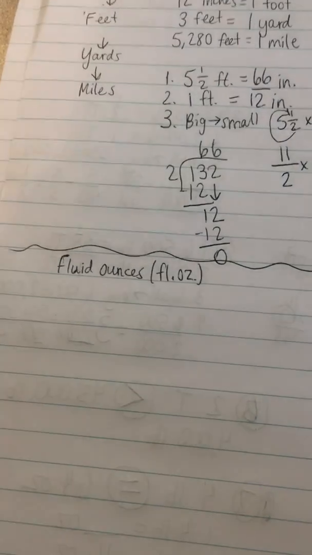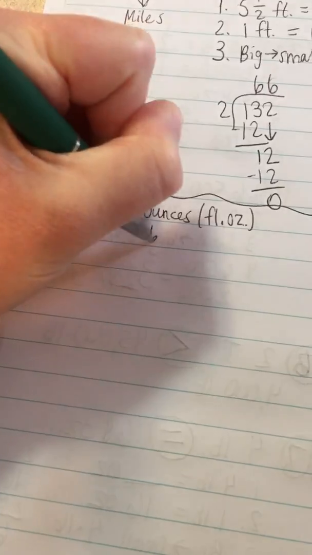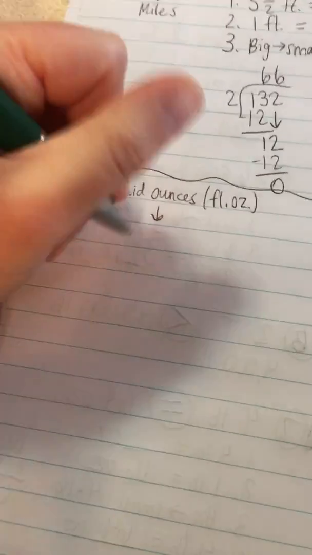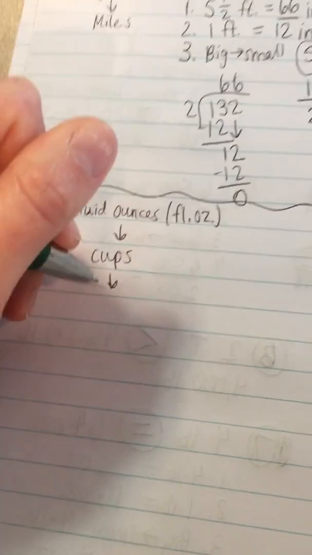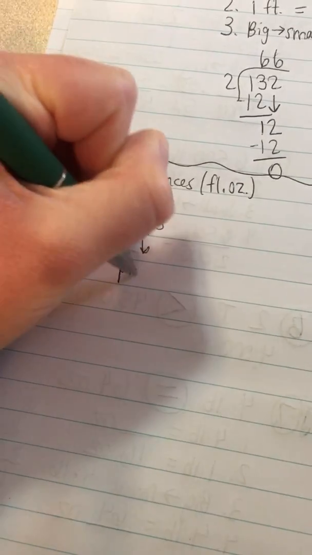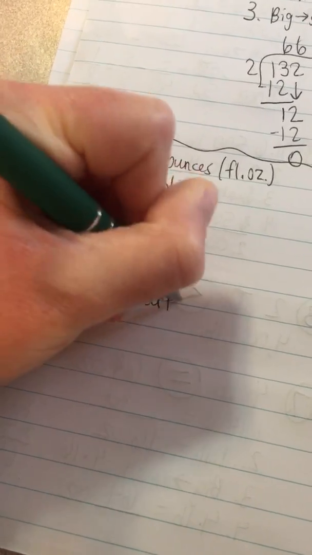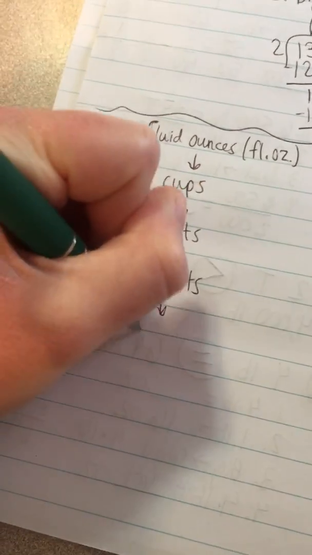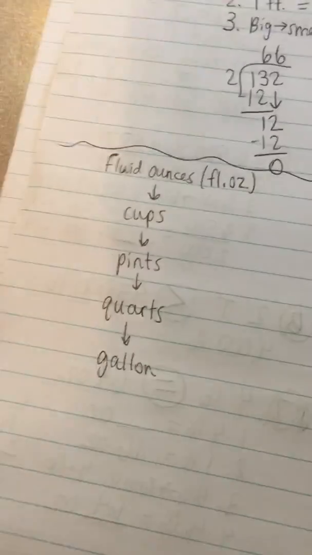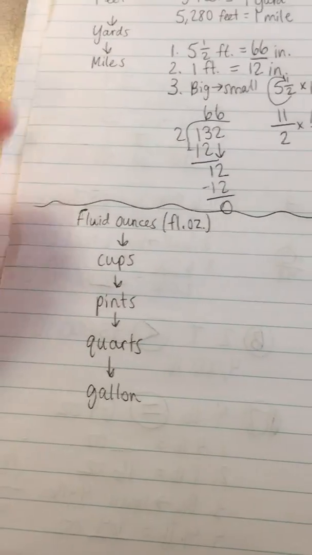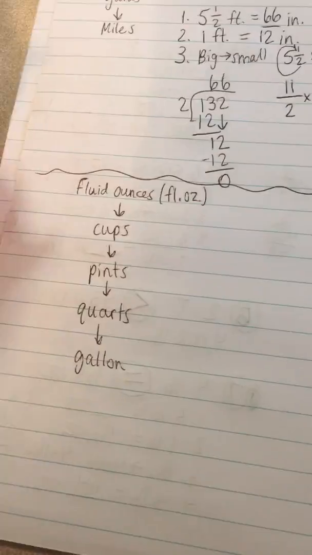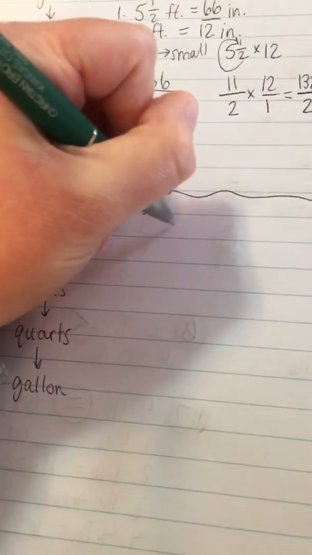Okay? And the way that looks is FLOZ. That's the abbreviation. Then I go to cups. So think of like a measuring cup. And then I go to pints. And then I go to quarts. We're getting bigger each time. And then we go to gallons. So think of like a big gallon of milk. That's the biggest one. So take these notes with me.